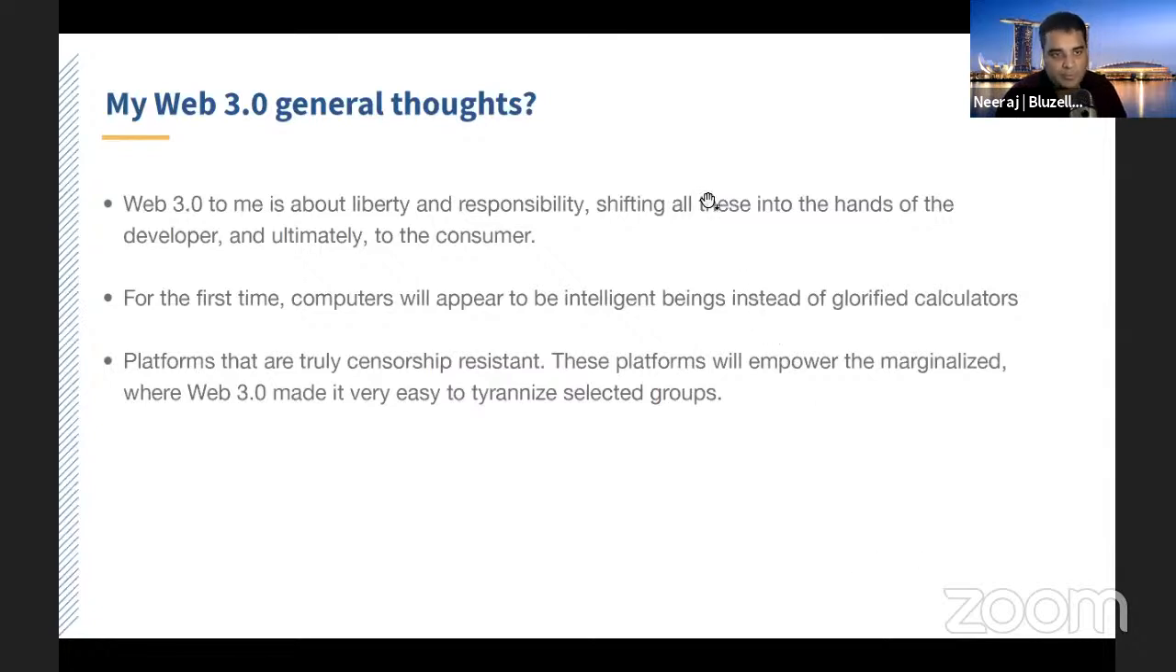So what is Web 3.0? To me, it's about liberty and responsibility. We're shifting all of this into the hands of you as the developer and ultimately indirectly to the consumer. This is actually really important. With Web 2.0, you don't have that liberty. You don't have the freedom to do what you want. If you break certain rules, whether they're geopolitical or they violate the rules of your ISP, you could be kicked out. You could be blocked.